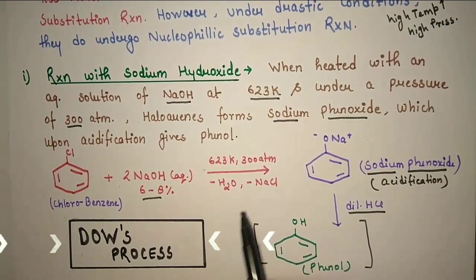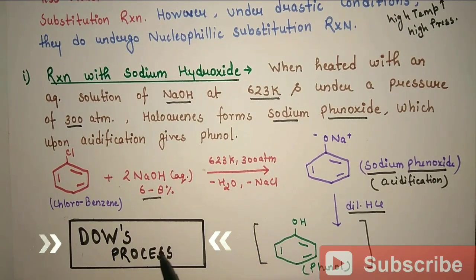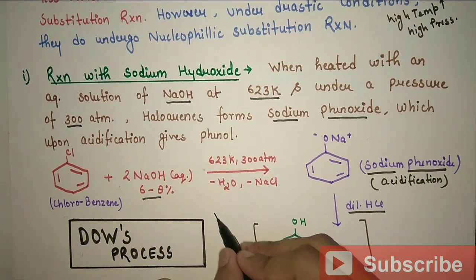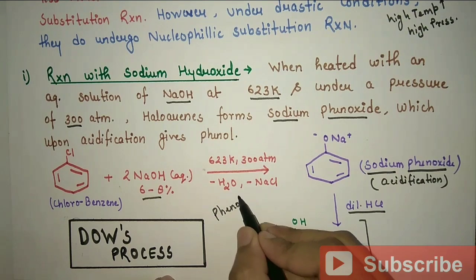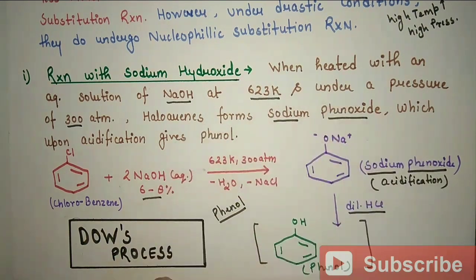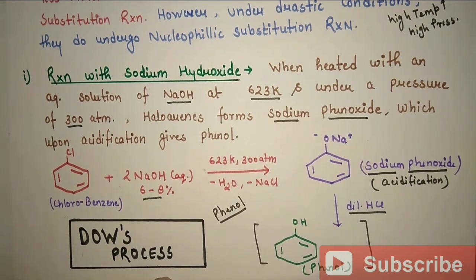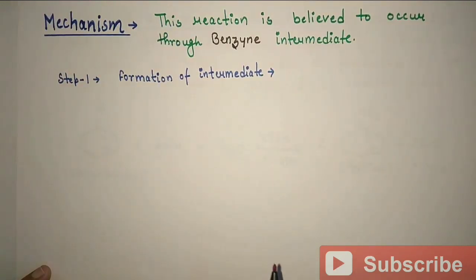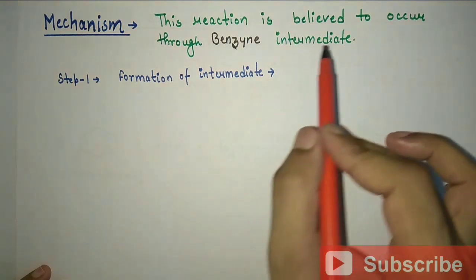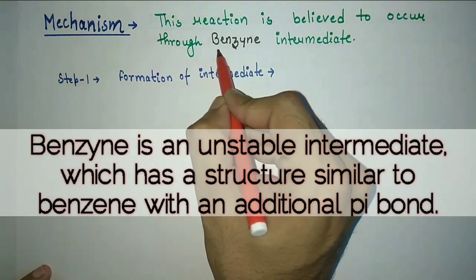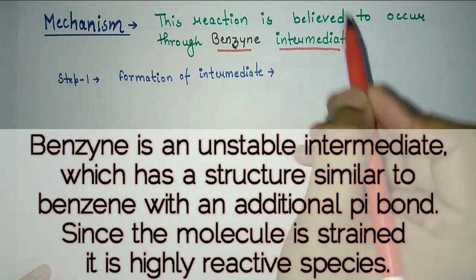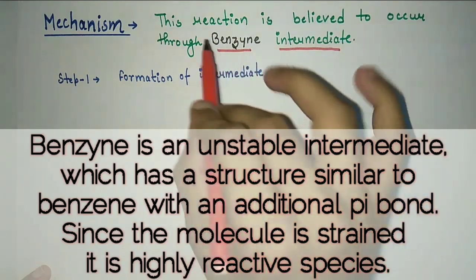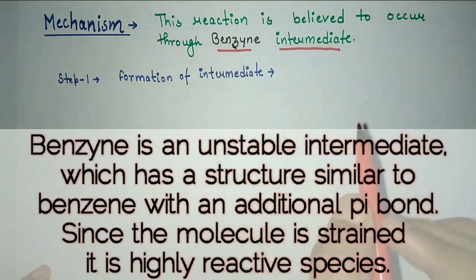This above reaction is known as Dow's process, which is used for the manufacture of phenol. Now let's see the mechanism of Dow's process. This reaction is believed to occur through the benzyne intermediate.